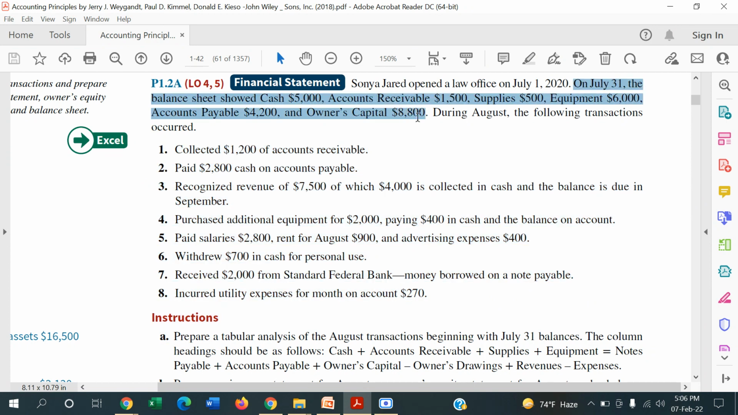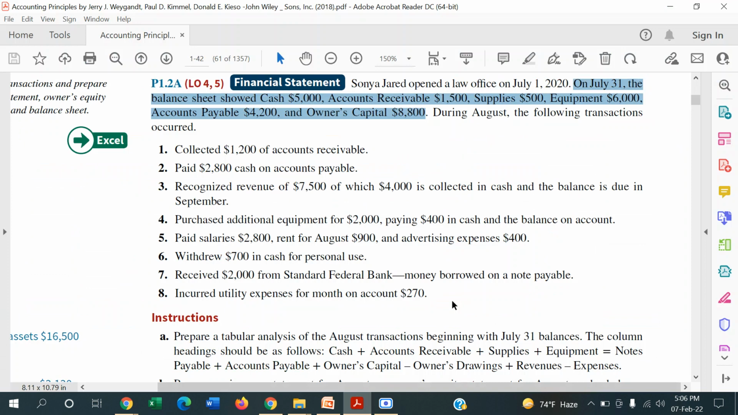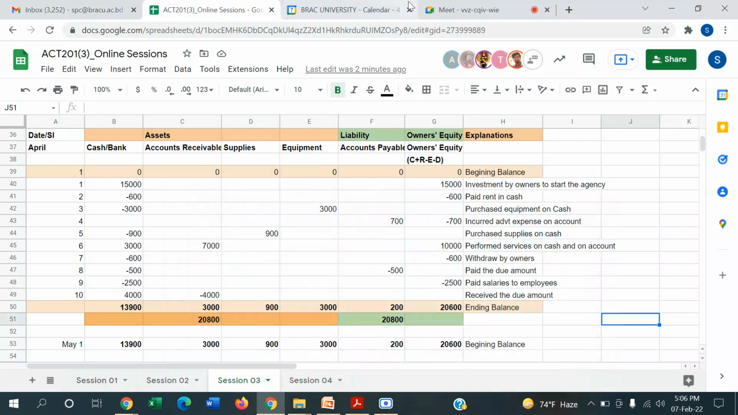And how are you going to treat it with this information? What do you think? You are recording for August, but are there any activities to be done with the July 31st information? That is the beginning balance of August. Exactly. This should be considered as the beginning balance of August. So let's solve this one before the next session. We'll again discuss that issue and move to the next step.